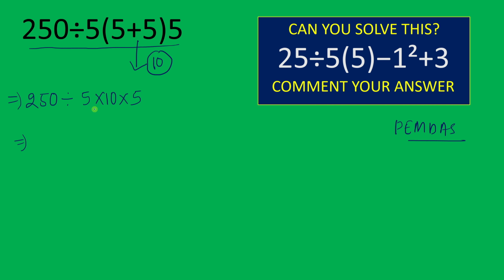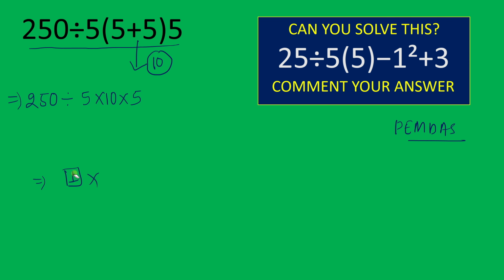Now, if you are thinking 5 times 10 is 50, and 50 times 5 will give the result 250, and then 250 divided by 250 will give the result 1, then you are wrong. This is not the right way. Okay, let's erase. So how to solve this correctly?